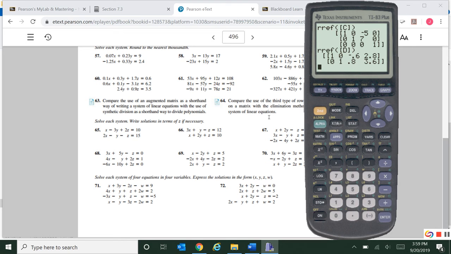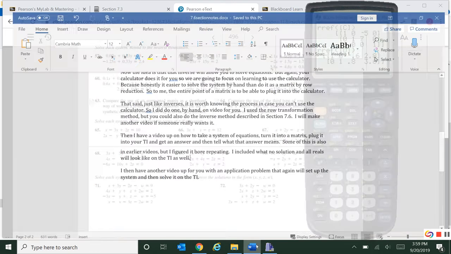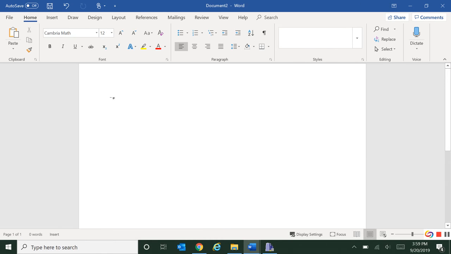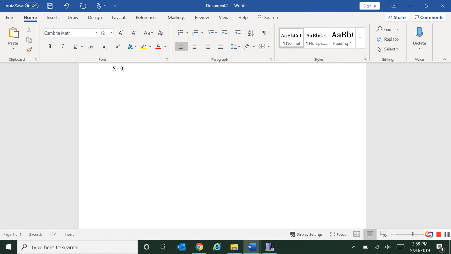And then when I look at this, I'm going to write down those equations, okay? And how these are always written is they're going to be written in a series. So hold on a second. I'm going to open up a new document, and I'm going to do x minus 0.6z equals 2.8, and y plus 0.8z equals 3.6. Okay?